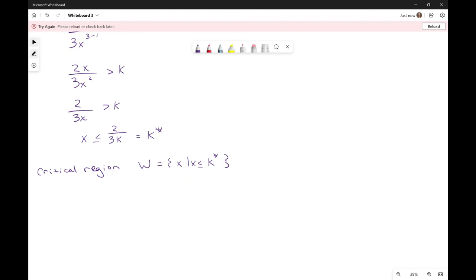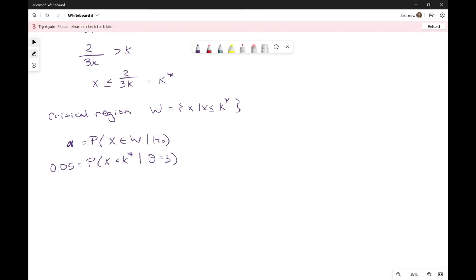Let's look at what this means. The level of significance can be defined as alpha equals the probability that X lies within this W given the null hypothesis. Plugging in what we know, 0.05 is equal to the probability that X is less than K star, given that theta is equal to 3.